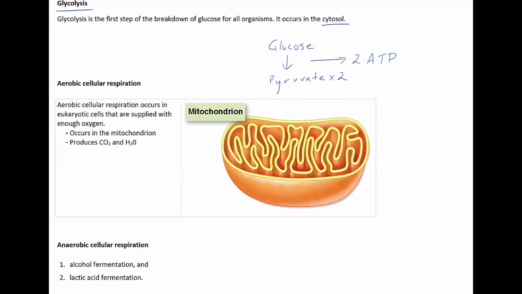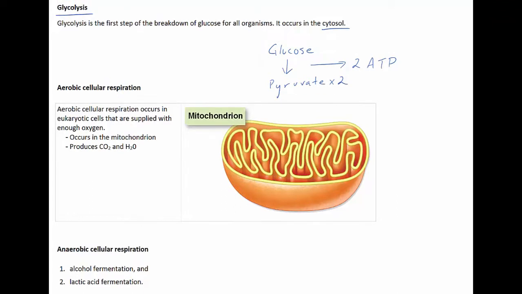These two ATP molecules may be sufficient as an energy source for certain microorganisms, but it's not enough energy for multicellular organisms. The steps that occur after glycolysis depend on whether oxygen is present or absent. In eukaryotic cells that are supplied with enough oxygen, the two pyruvate molecules formed in glycolysis enter into the mitochondrion, where oxygen is present. A series of steps occur within the mitochondrion that result in the production of 34 ATP molecules.